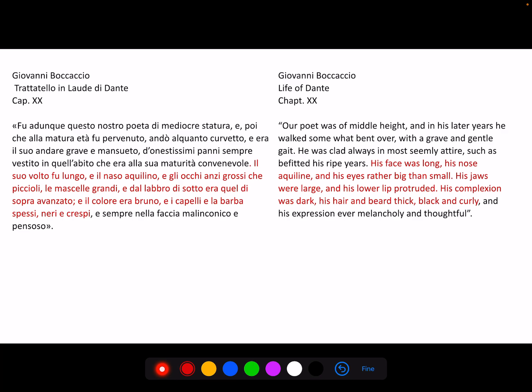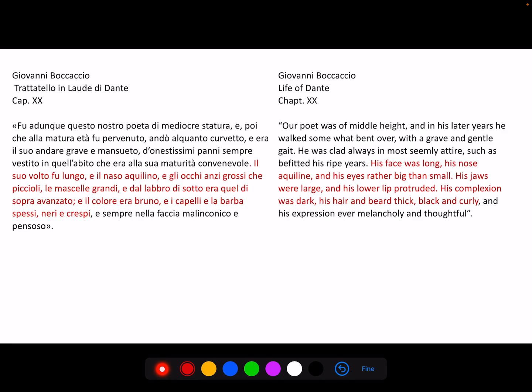We know that Boccaccio never met Dante, but he modeled this portrait on Dante's nephew, who looked like Dante Alighieri. But here we can find some characteristics of Dante. You know, a long face, aquiline nose, and protruded lower lip.